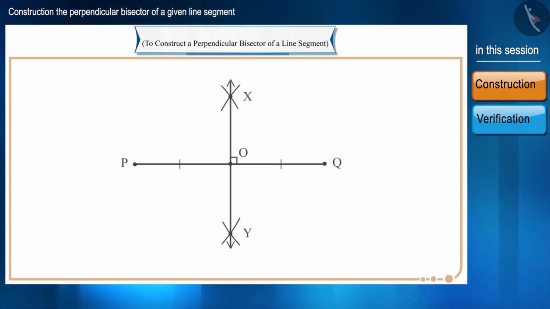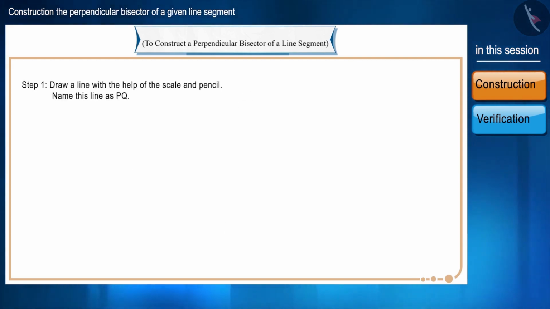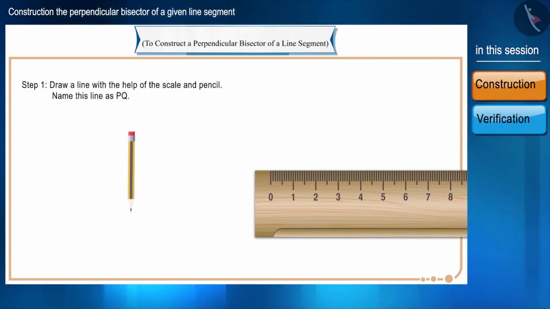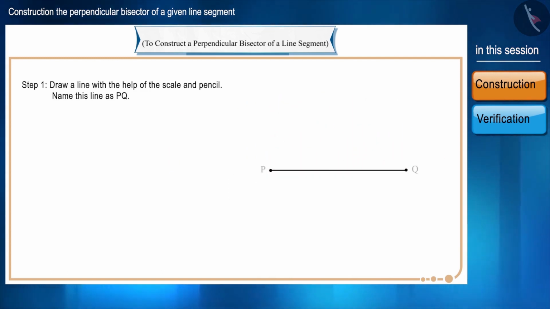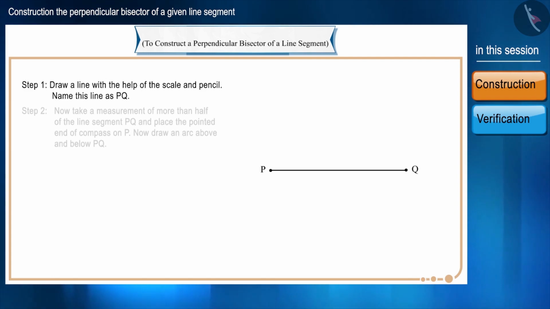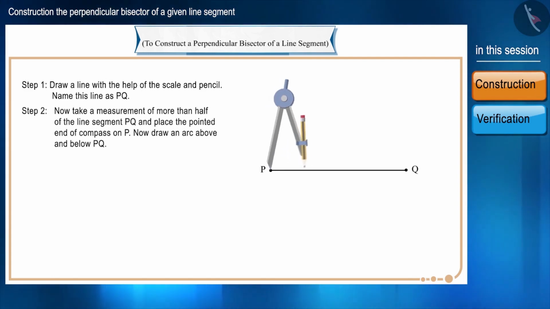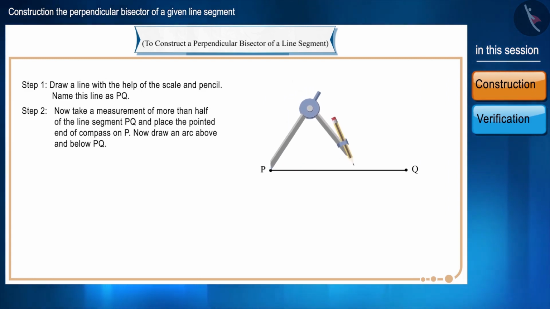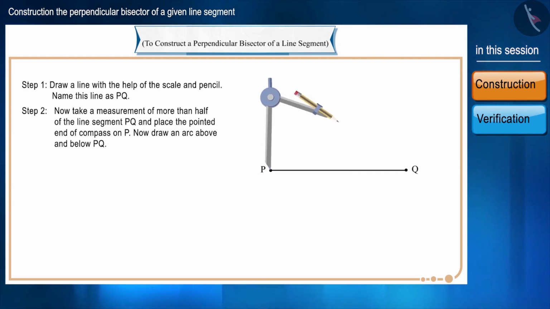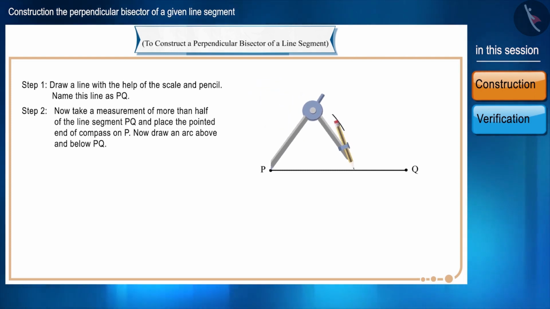The steps for this construction are as follows. With the help of a scale and pencil, draw a line segment. Let's name this line segment PQ. Now, taking a measurement of more than half of the line PQ, place the pointed end of the compass on P and draw an arc above and below PQ.